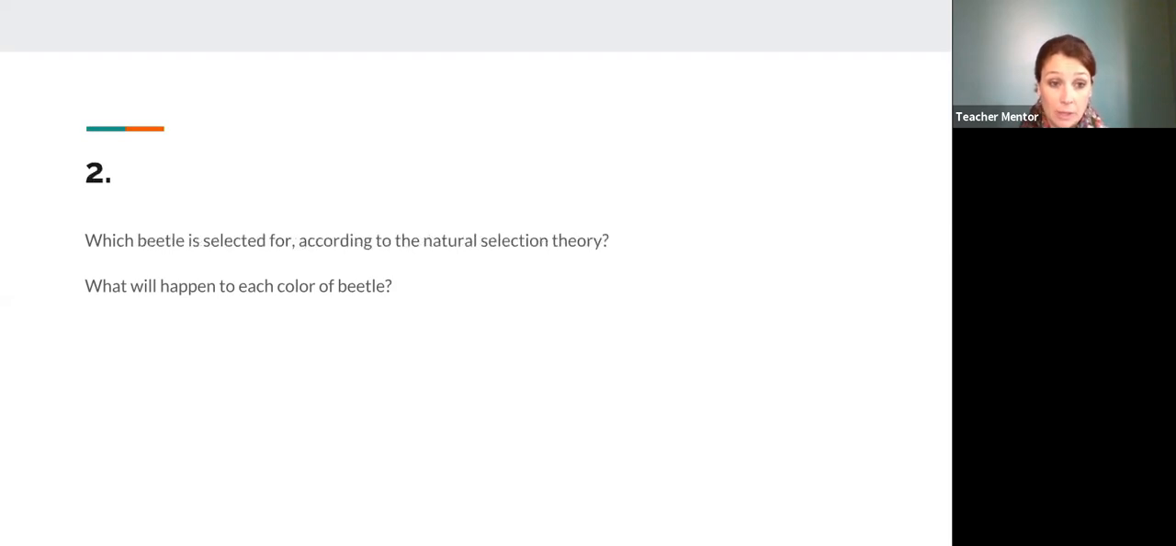And so what would happen to each color of the beetle? The brown beetle is going to be able to reproduce, passing along that brown color variation, and the green beetles are probably going to die out.